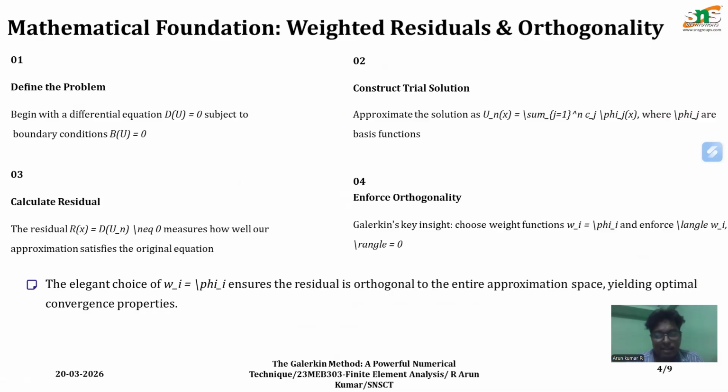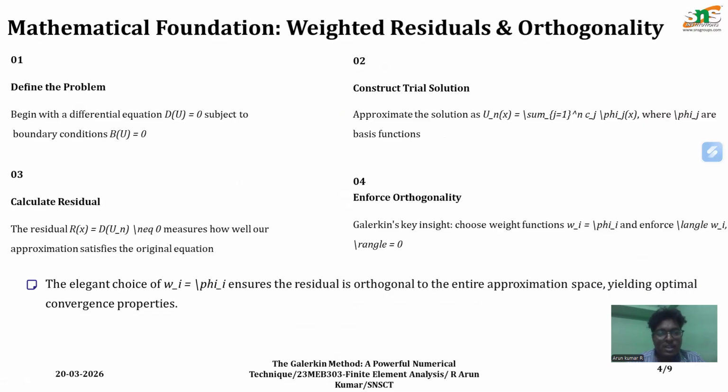So what is the trial function? After that, you substitute it into the general equation. That is your residual function, and that residual function should ideally be equal to 0. So how will our approximation satisfy the original equation? Enforcing orthogonality is the Galerkin key insight: choose the weights and enforce it.